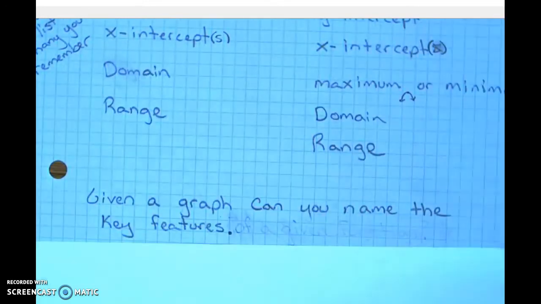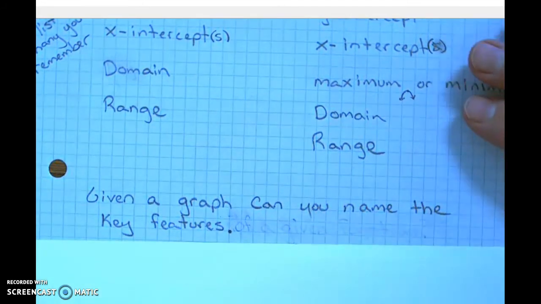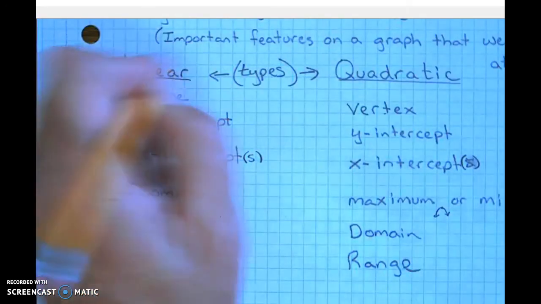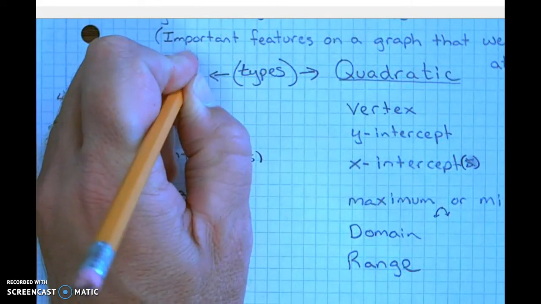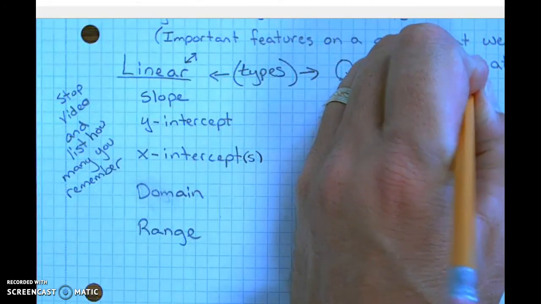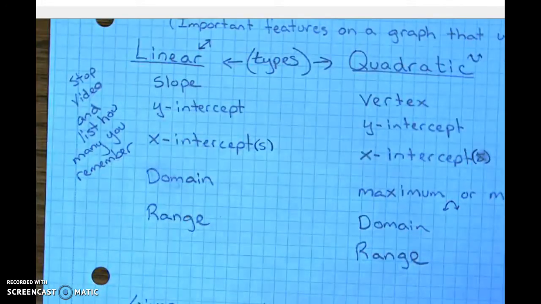So our objective for this lesson is, given a graph, can you name the key features? Our success criteria, the steps that you need to follow: number one, you need to be able to identify the type of function it is. So remember, with a linear function, we have a line. And with a quadratic function, it is a parabola. So you need to be able to identify which type of function it is.